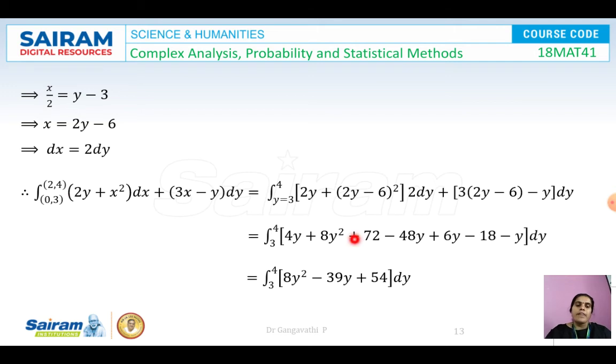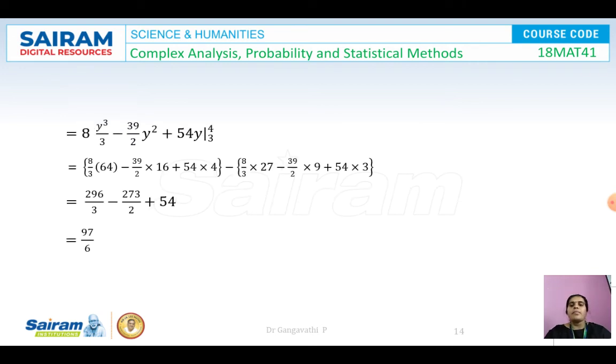So we have to simplify further now. Multiply this 2 inside the bracket. So we get 4y, then expand this using (a minus b) whole square and then multiply by 2. Here 3 into 2 is 6, and 3 into 6 is 18, minus y dy. So now grouping the terms of y square, y and constant, this is the expansion we get. And now we can perform the integration with respect to y. So we get this, between the limits 3 to 4. Substitute the limits and simplify. We get the answer as 97 by 6.